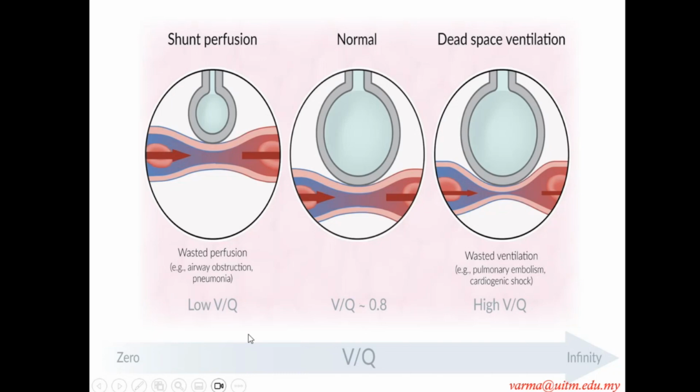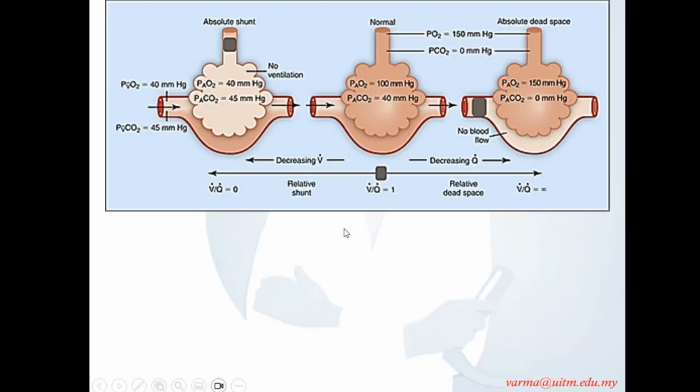Okay. So what is the VQ mismatch we are talking about? We are talking about what is in between these two. We are not talking about 0 or infinity. The VQ mismatch we are interested in is what is in between, maybe from 0.1 to 0.9. The ideal is 1. Whatever is less than 1 and more than 0.1, that is what we are talking about. So just have a look at it.